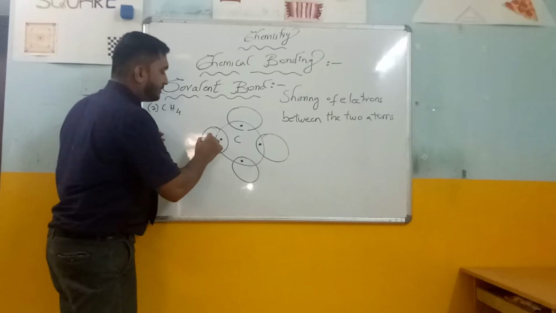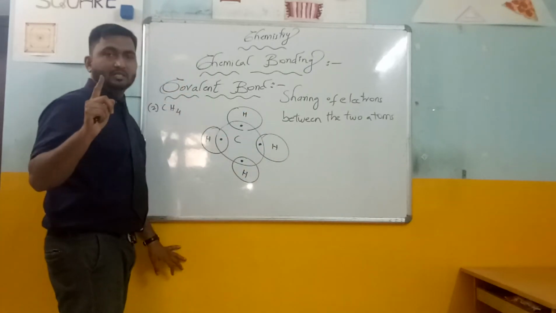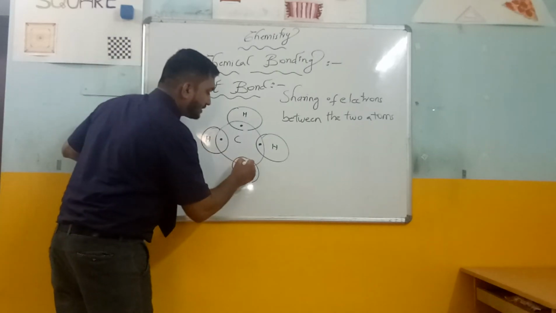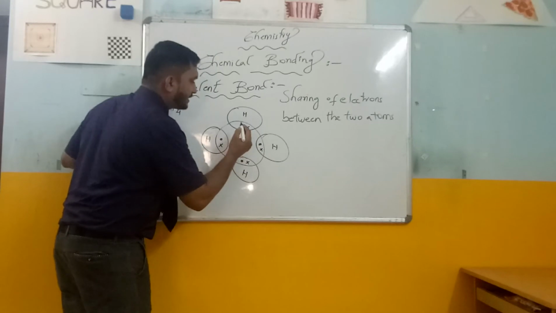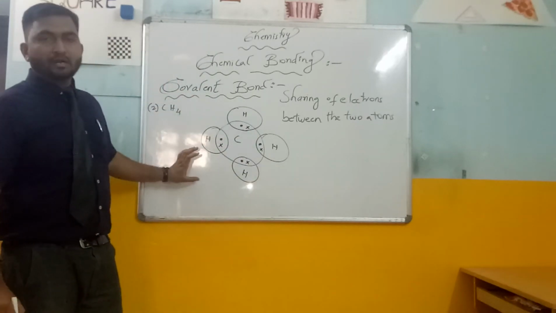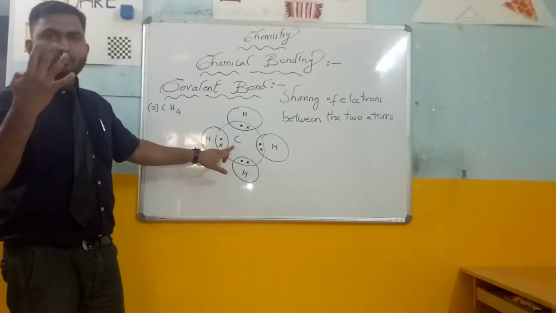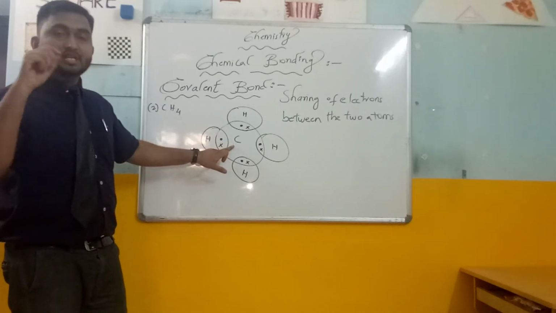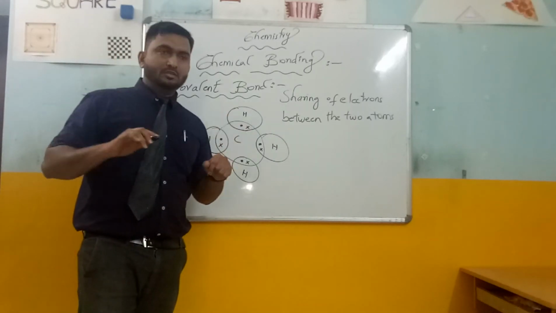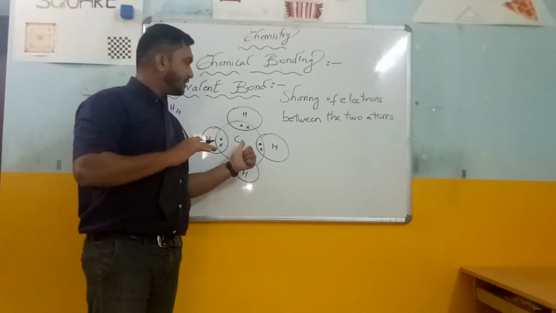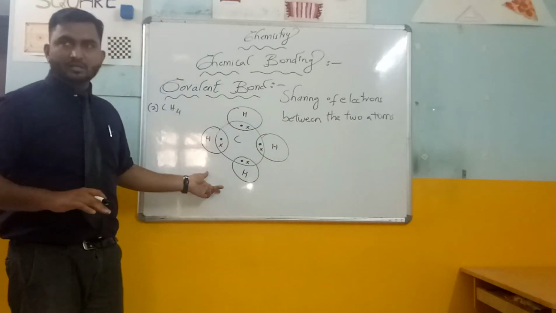Now I am taking 4 hydrogen atoms. Each hydrogen atom has 1 electron in the outermost shell, so let us represent them with a cross. Here the 4 electrons of carbon are combining with the 4 hydrogen atoms. Each electron is combined with a hydrogen atom to form 4 bonds. So 4 covalent bonds are formed with the carbon atom. So it is forming tetravalency.